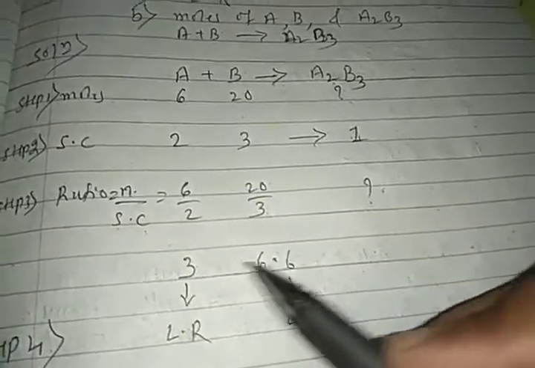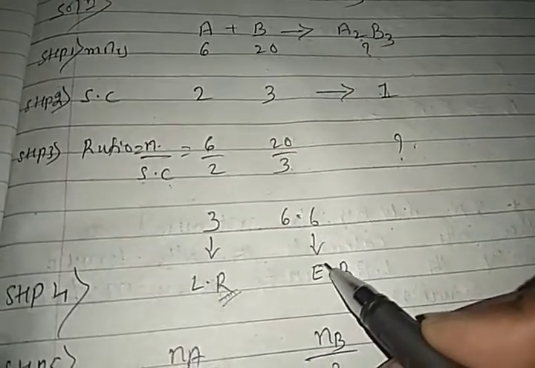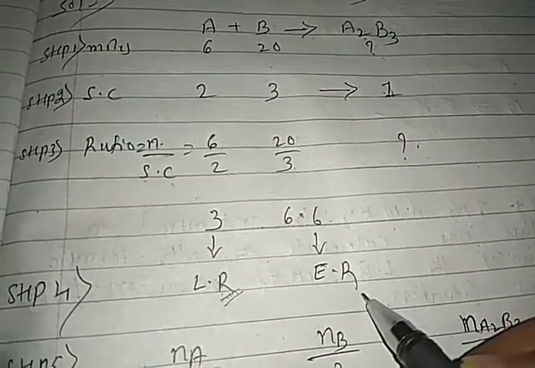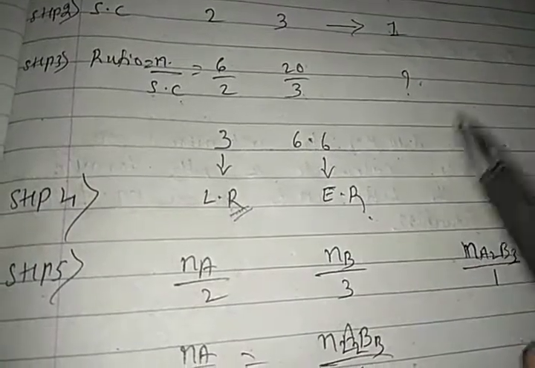And which one is the limiting reagent? Obviously the smallest value is 3, so 3 is smaller than 6.6, so 3 is the limiting reagent. In step 4, we find the limiting reagent is 3, and 6.6 is the excess reagent. Right, students? And in step 5, we analyze the moles of limiting reagent with the moles of product.